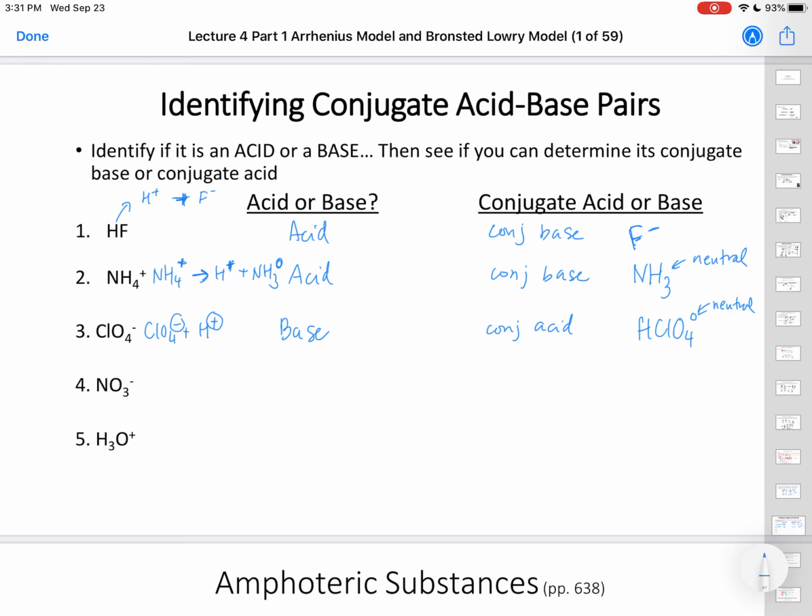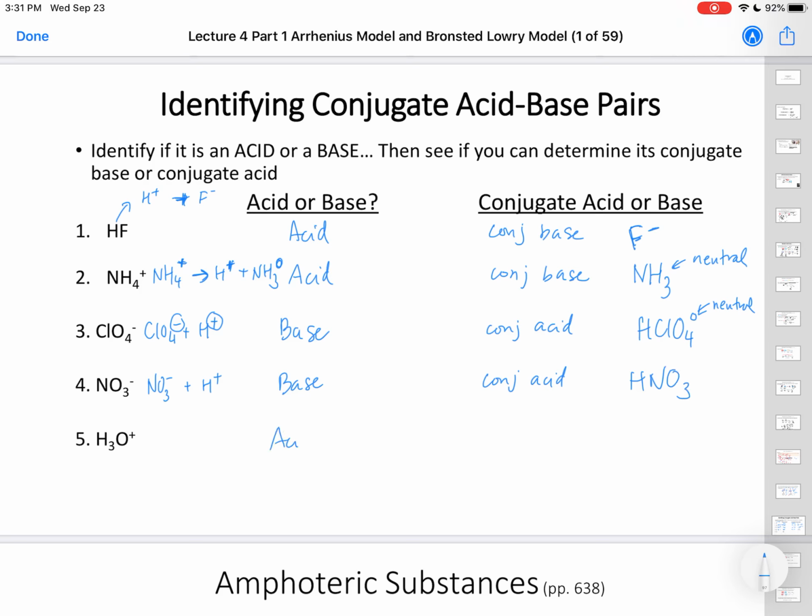Okay. NO3 minus is obviously a base because it has no H plus. So if it gains an H plus, okay, so it's a base. Therefore, you're going to get a conjugate acid of HNO3.